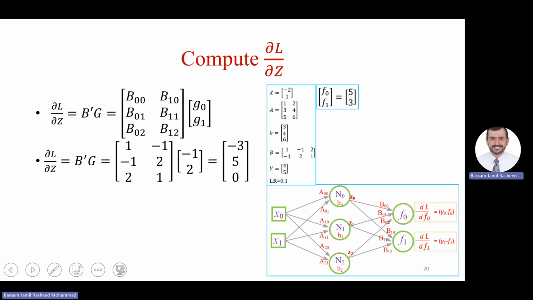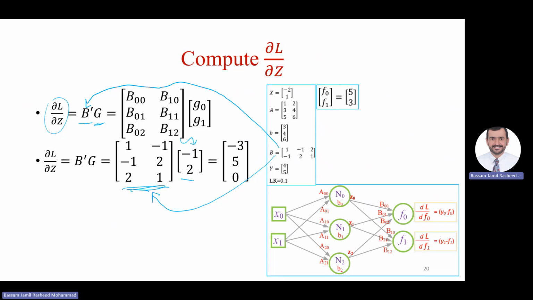Now, let's continue. What's the error delta L over delta Z? What we derived earlier is that it is the transpose of the B matrix times the error G0, G1. So notice this is the B matrix right here, but we want to do a transpose for it. This will be the transpose times this error matrix, and we get this. So delta L over delta Z is minus 3, 5, and 0.